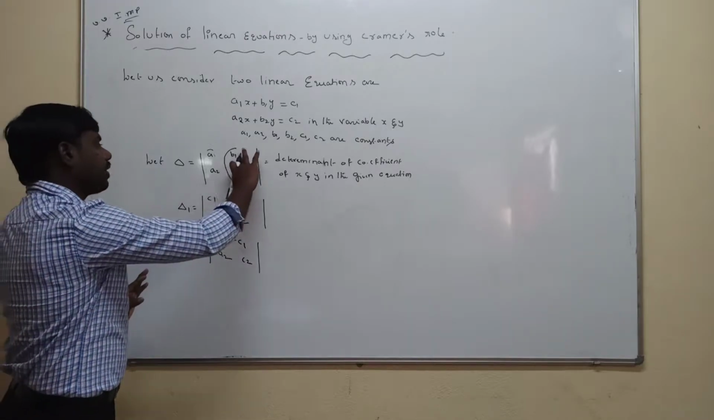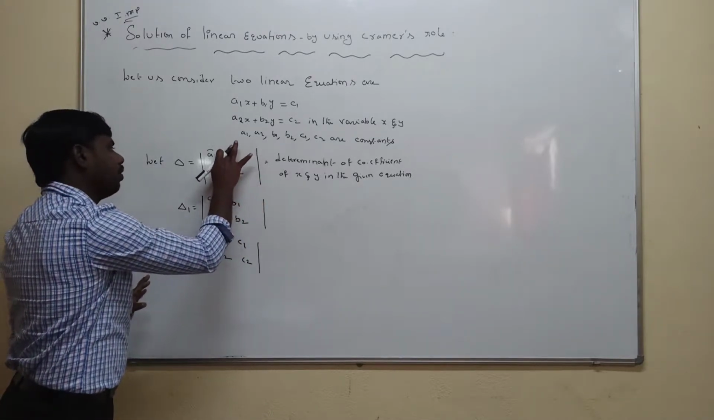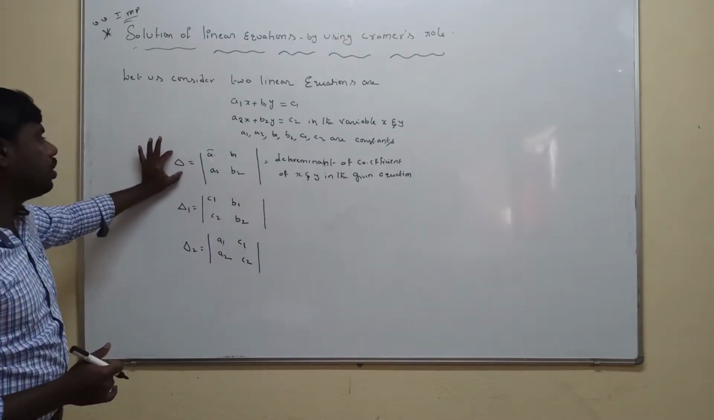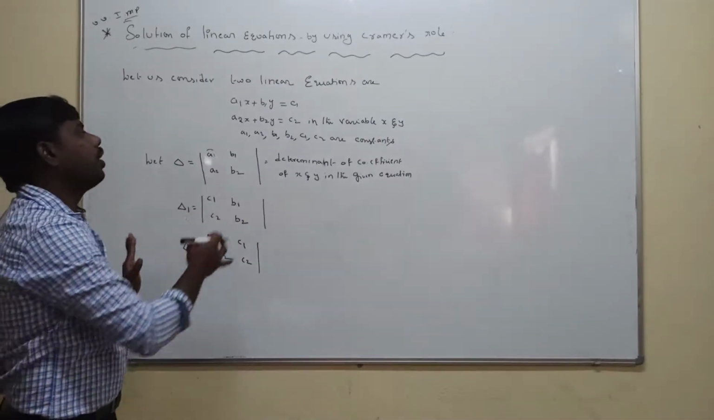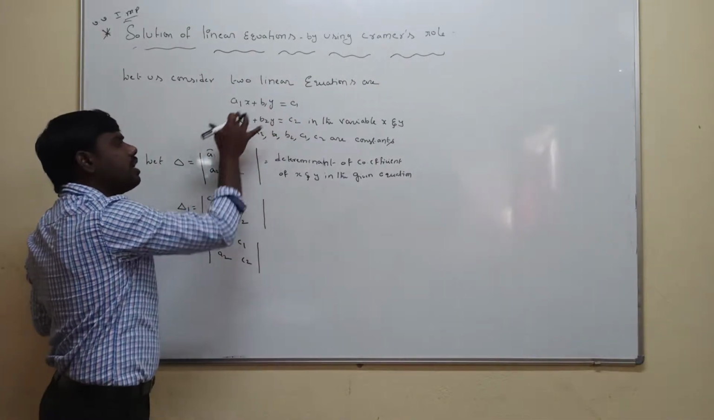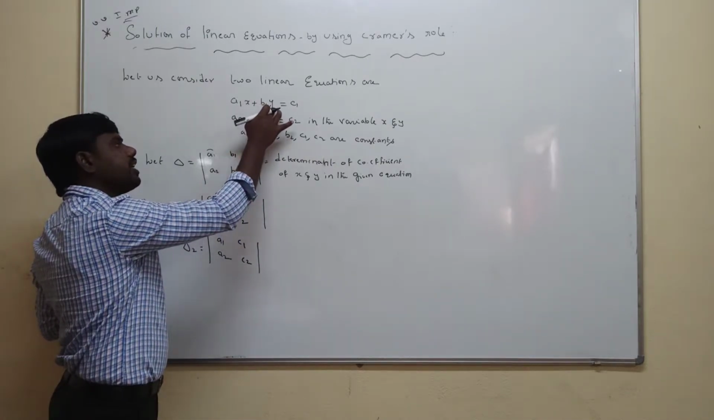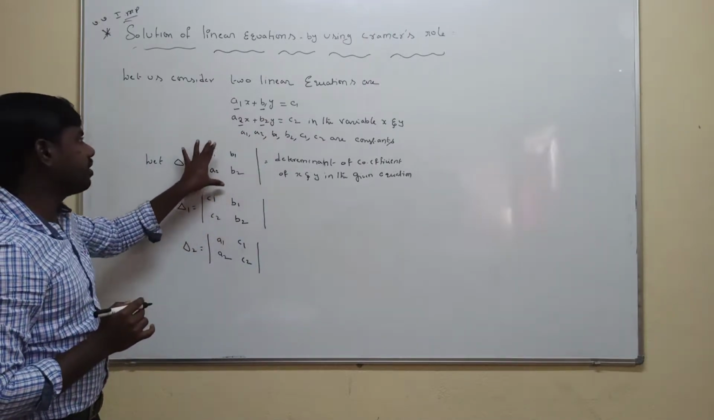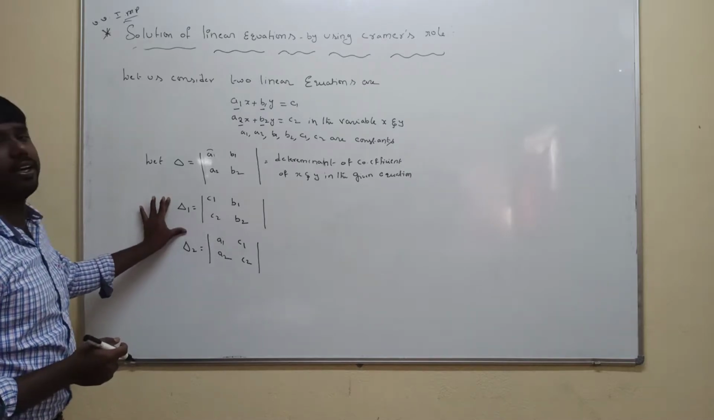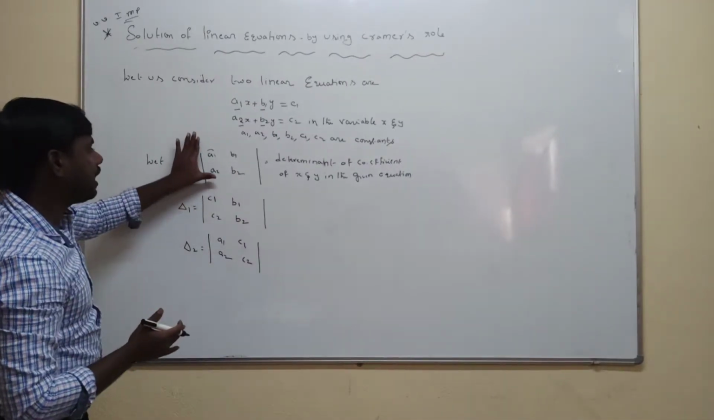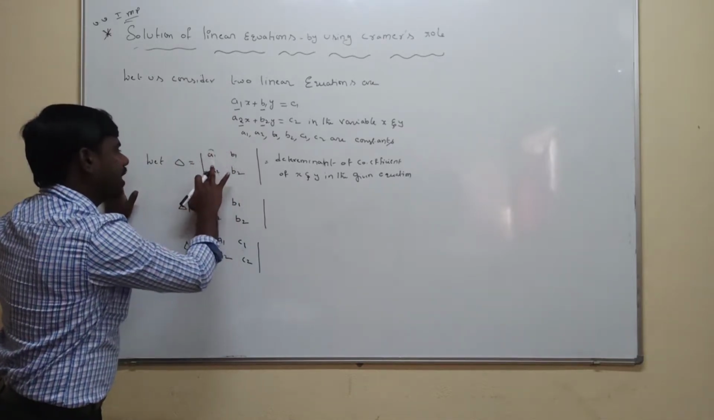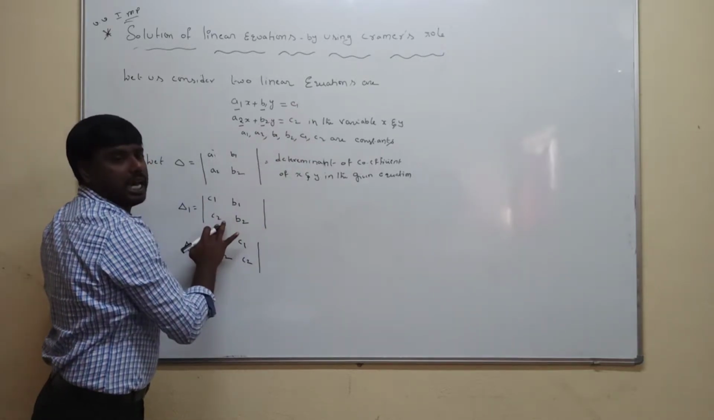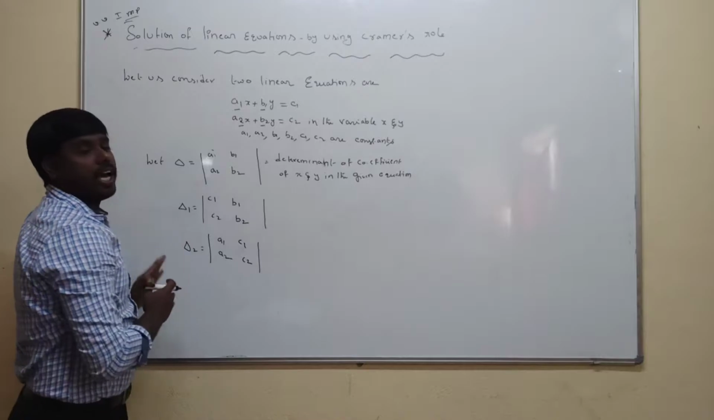See how to take the delta, delta 1 and delta 2 values. Delta is the determinant of the coefficients of x and y in the given equations, which are a1, b1, a2, b2. For delta 1, we eliminate the first column and replace it by c1, c2. That is delta 1. For delta 2, in the second column we write the constants.